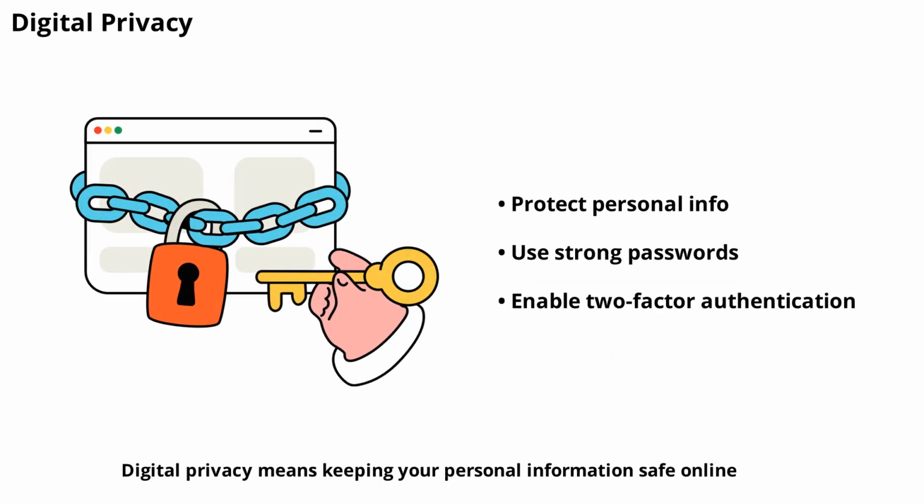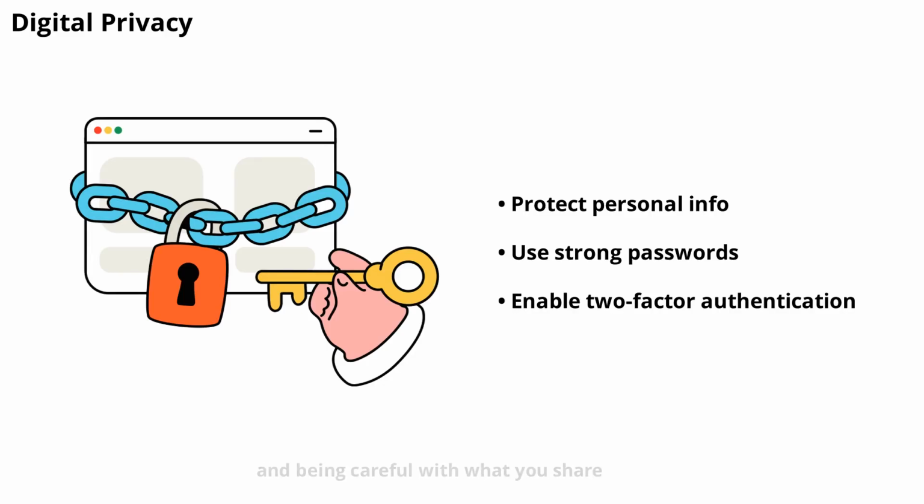Digital privacy means keeping your personal information safe online. This includes using strong passwords, enabling two-factor authentication, and being careful with what you share. Privacy tools like VPNs and encrypted messaging apps can help you stay secure in the digital world.